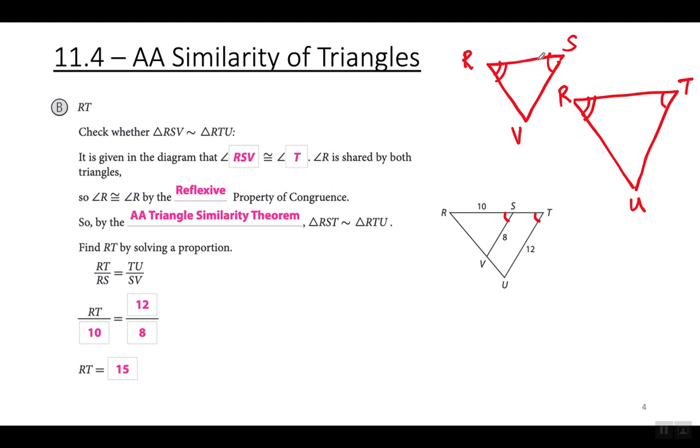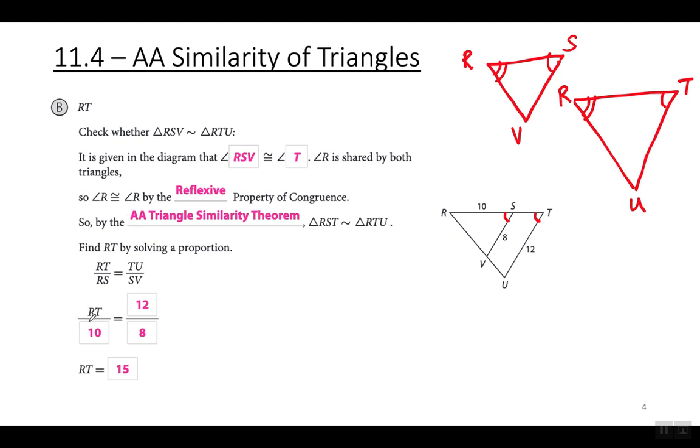So that's it. Now we have two angles in one triangle that are congruent to two corresponding angles in the other triangle. And once we show that, then the two triangles are congruent by the angle-angle triangle similarity theorem. Or I'm sorry, I said congruent, my bad. I meant to say similar. The two triangles are similar by the angle-angle triangle similarity theorem.